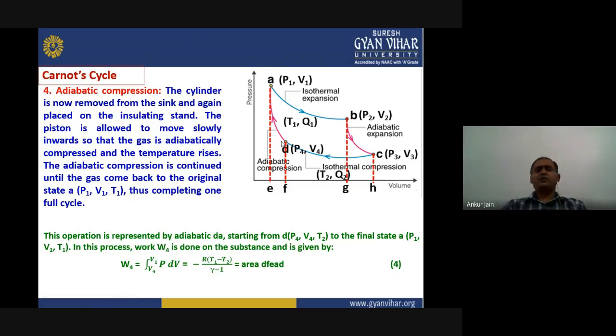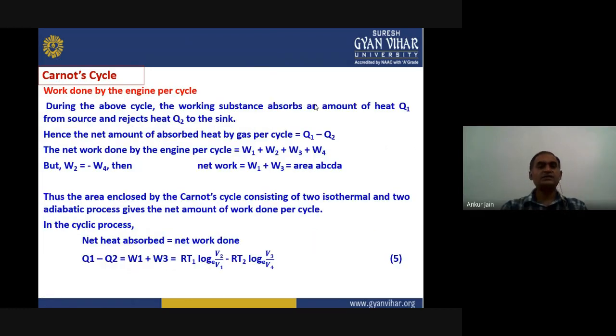Right now, because we have all the works done in different processes, in the third process and fourth process, the total work done will be W1 plus W2 plus W3 plus W4. That's what we have written here. The net work done by the engine per cycle is equal to W1 plus W2 plus W3 plus W4.